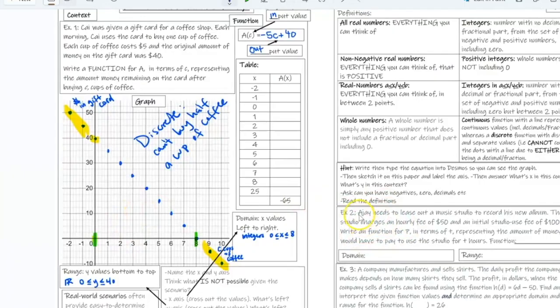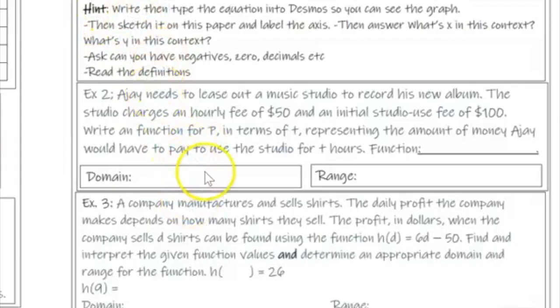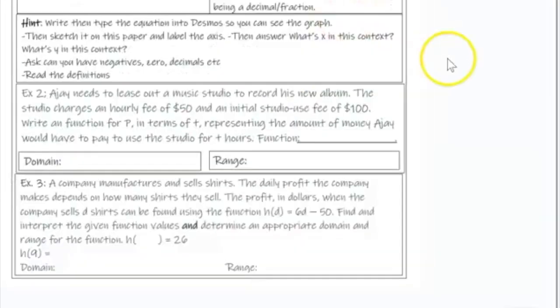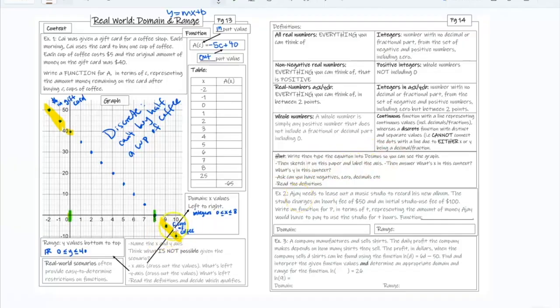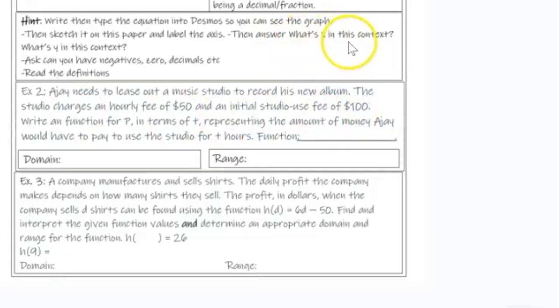You're going to do example 2, and here's a hint for you, okay? There is no graph in example 2, so what I need you to do is write, then type the equation into decimals. So once you write the function right here, type it in decimals so you can see the graph. Go ahead and sketch the graph, so you can sketch it on the side right here if you have space, or on the bottom, anywhere really is fine. So sketch it on paper and label the axis, just like we did here. Then answer what is x in context, what is y in context.